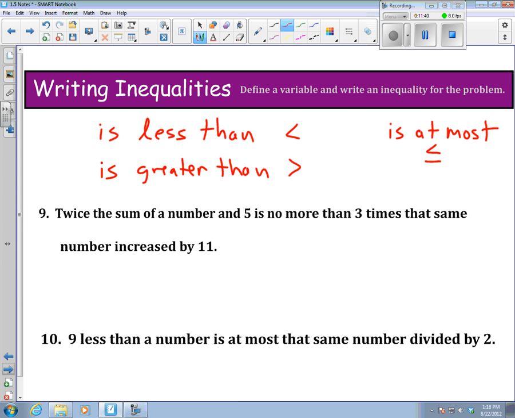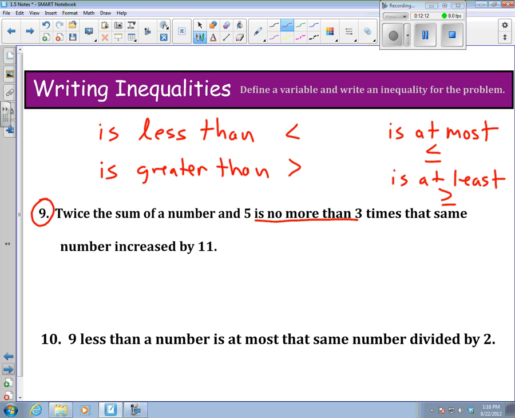It could be at most $15. So could it be 16? No, it's got to be less than or equal to 15. "Is at least" is greater than or equal to. So we're going to break this problem up, number 9 here. Twice the sum of a number is no more than, that's the key right there, that's going to be our inequality, 3 times that same number increased by 11.